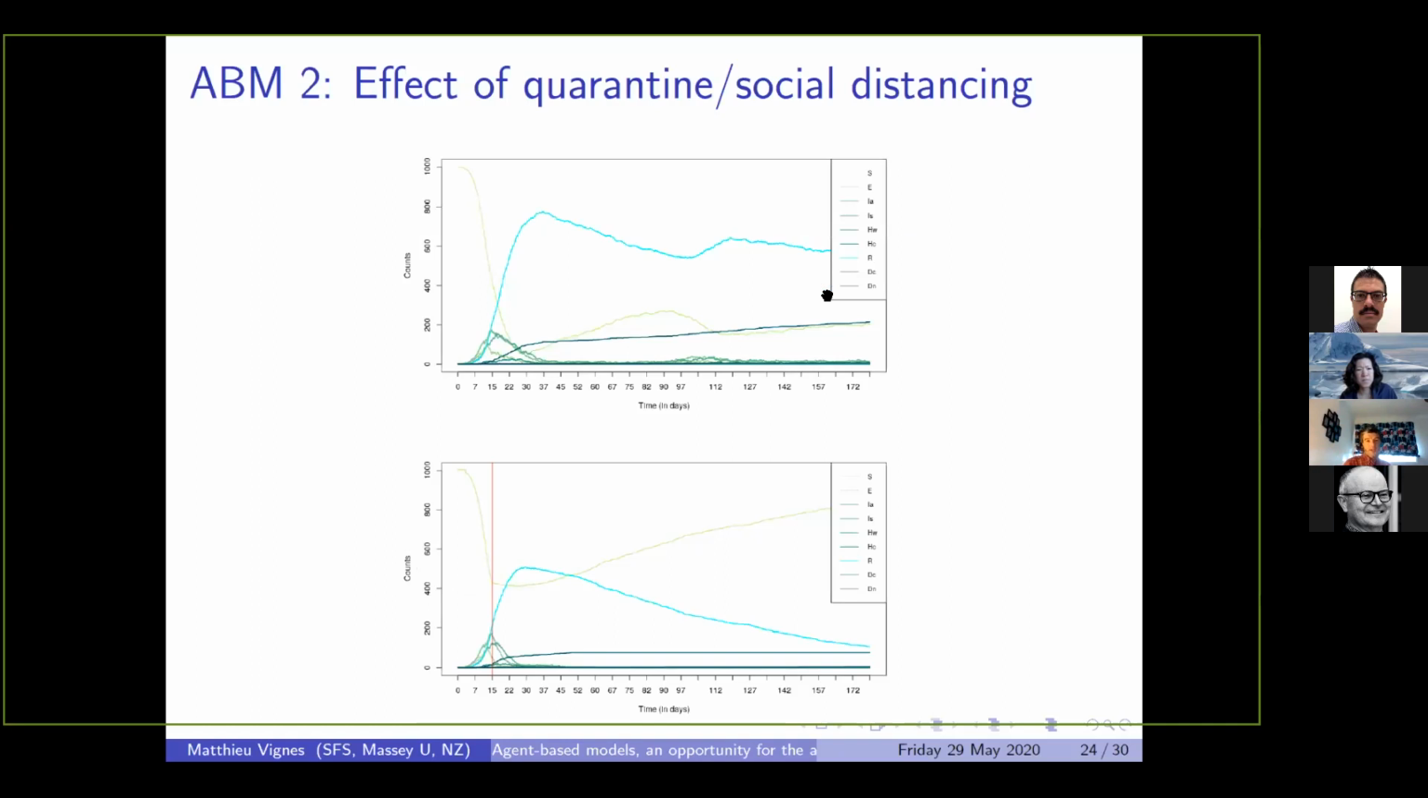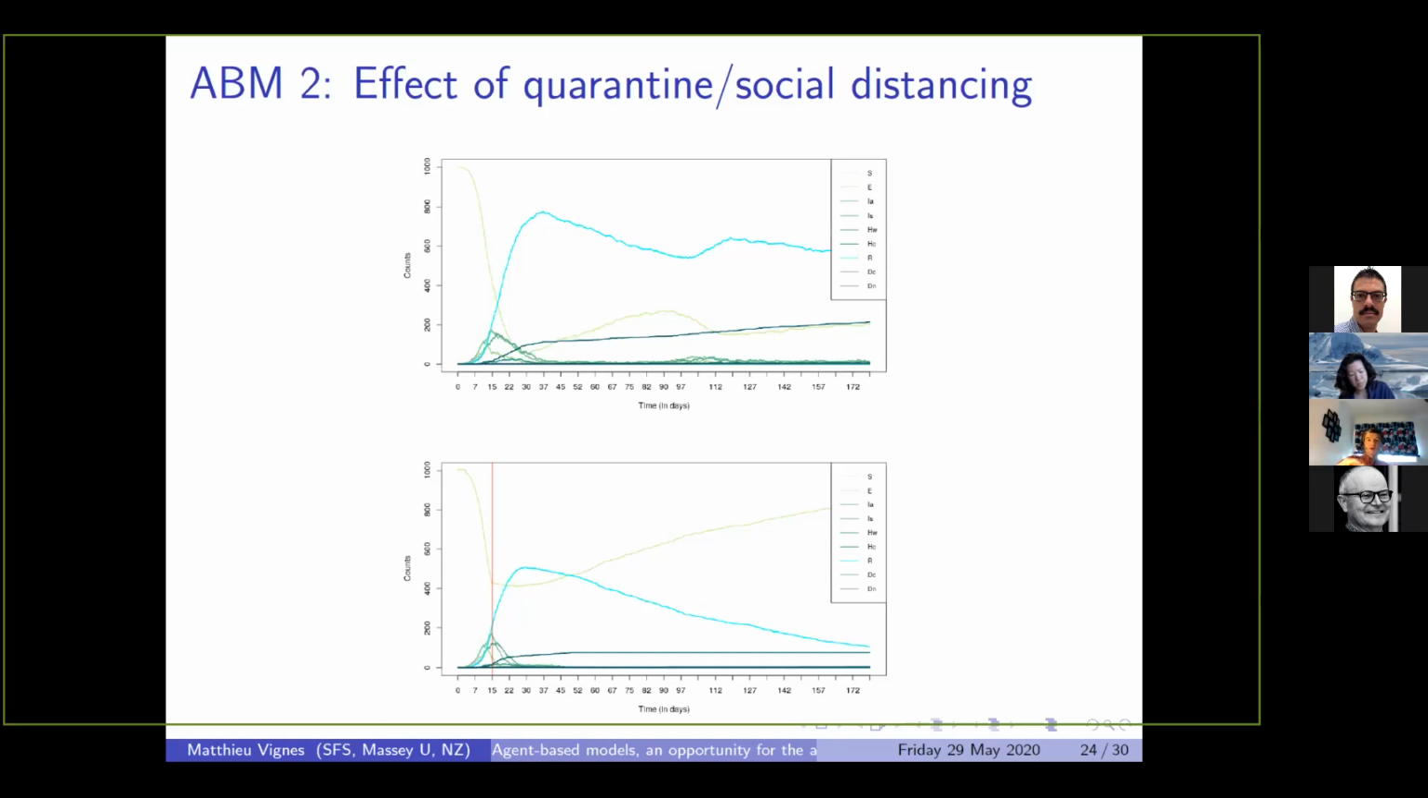Very quickly, I implemented the effect of having a quarantine. So the graph on the top is the same counts in different compartments. And the graph at the bottom, at day 15, I implemented a strong quarantine and social distancing effect. That means that I reduced the distance where you can have contact with people, and I reduced the probability of an infection when the contacts happen. So say if you wear a mask or you wash your hands, much better. And well, that just kills the epidemic. So that's what you expect.